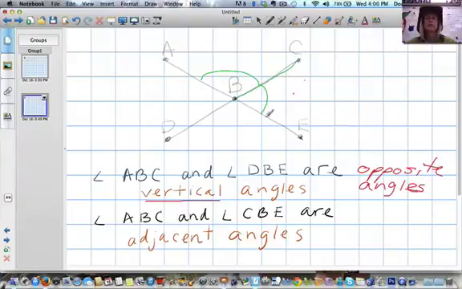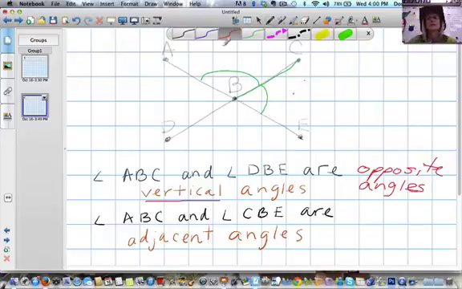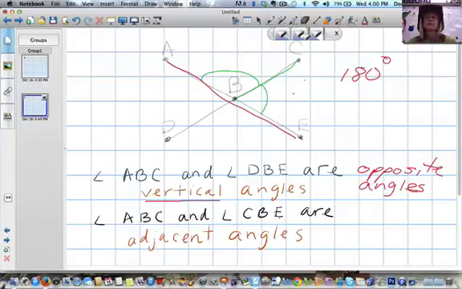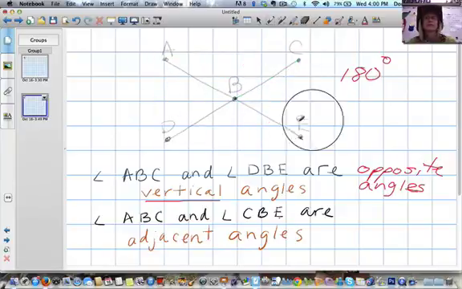And now, what do we know about straight lines? We know that the measure of this angle right here, a straight line, is 180 degrees, okay? So if we know that's 180 degrees, then we know that angle ABC and angle CBE, when added together, have to equal 180 degrees. So you can use that information to help you solve problems, okay? I'm going to go ahead and erase this.